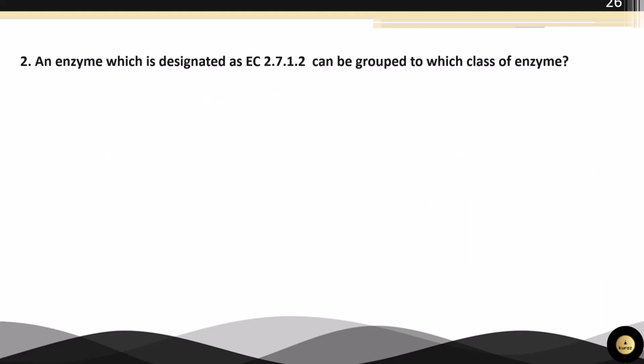Question number 2. An enzyme which is designated as EC 2.7.1.2 can be grouped to which class of enzyme? A. Isomerases. B. Transferases. C. Oxidoreductases. D. Ligases. The answer is B. Transferases.